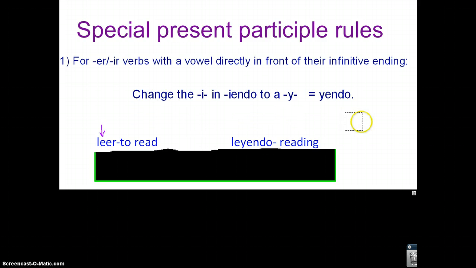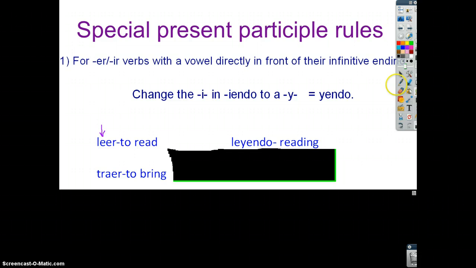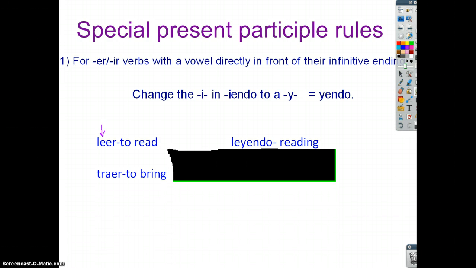Maybe if you look at your yellow sheet or if you thought about it, you would also realize that the verb traer, which means to bring, is also another ER-IR verb with a vowel directly before the ending. Knowing that, I would like you to, in your notes, attempt to right here, in this space where the box is covering it up, try to write down what the present participle of traer would be. So it's going to be treated like leer. Look at what happens to it if you can. If not, we will talk about it in class. So that's special present participle rule number 1. Let's move on to special present participle rule number 2.